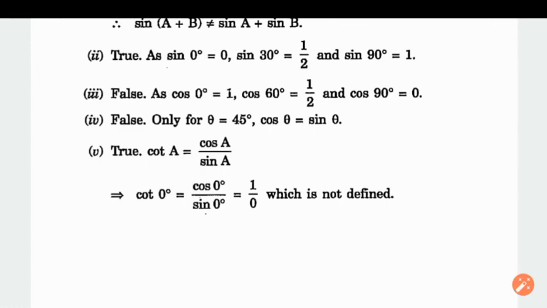So I hope you have understood this exercise. In the next video, we will solve exercise 8.3 of chapter number 8 from NCERT. And in that chapter, I will explain complementary angles.